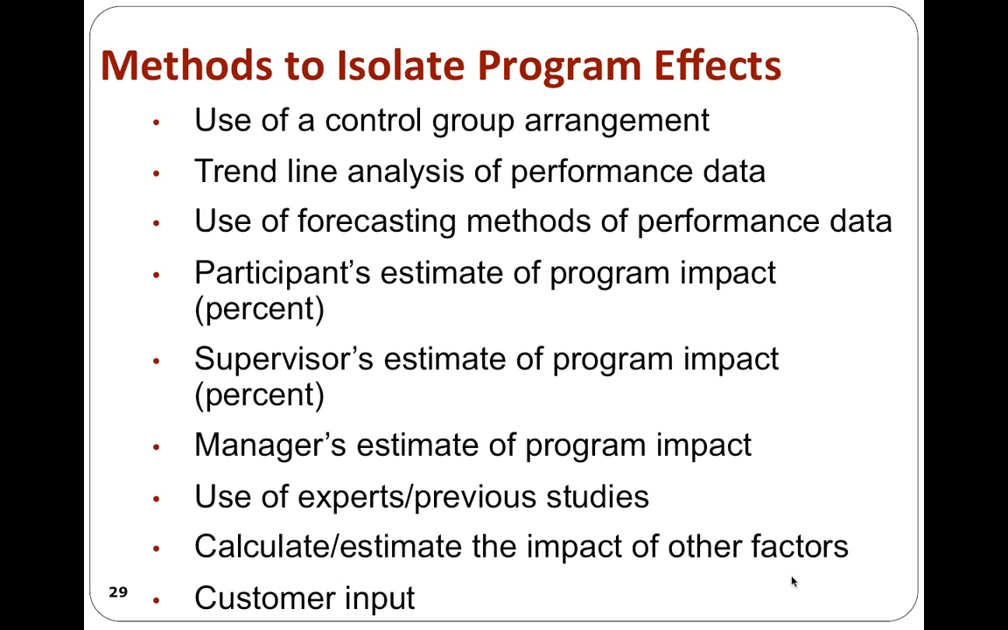We could use a classic trend line analysis. This is just a forecast or projection of the trend of this data item before, and look at the trend after. If it's a new product, the trend won't be there, so that won't work for that. What it comes down to is the participant's estimate is probably the best. That's the salesperson, the participant in our program. They actually are estimating the impact of this training on their success.